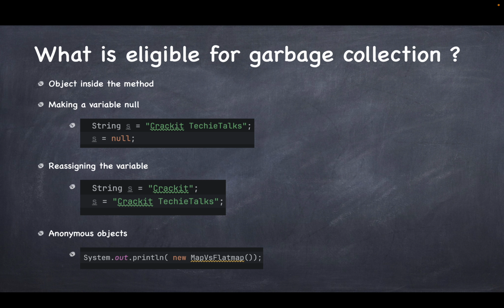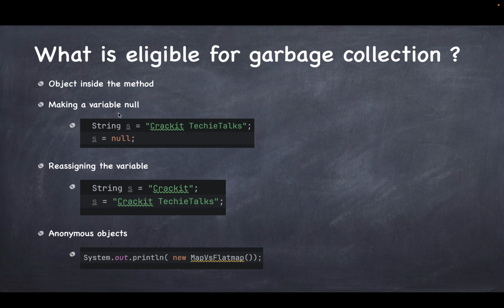Next, we have been talking about garbage collection for a long time, so now we need to know which objects are eligible to be garbage collected. We know Java is an object oriented programming language, so we need to know what objects are eligible for garbage collection. Let's try to understand what those are. If an object is inside a method, then after that method gets executed, that object is ready to be garbage collected.